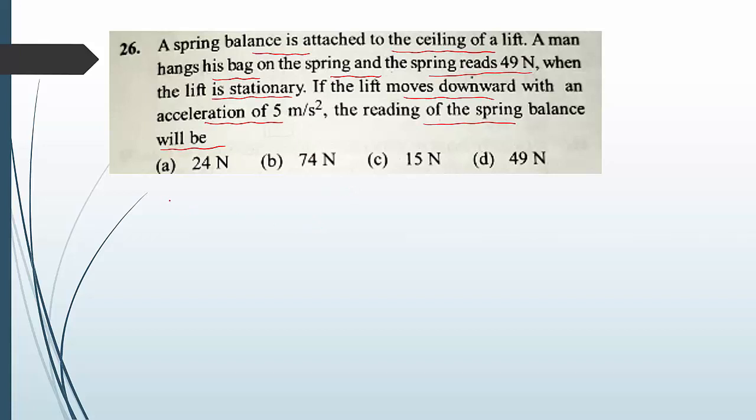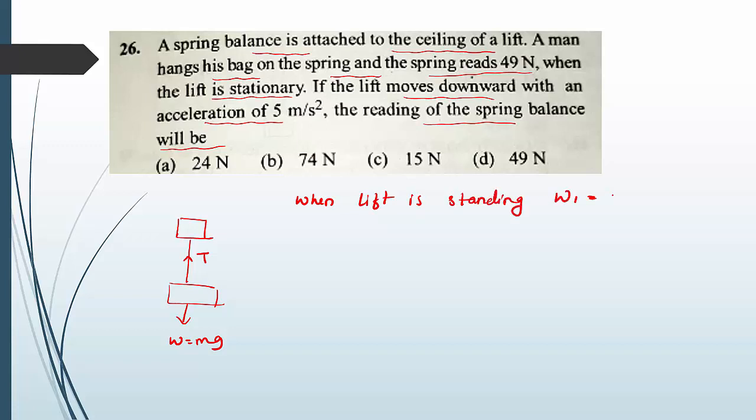So we can consider this is a bag. This bag weight is always acting vertically downward, W equal to mg. So here tension is created in the spring in the upward direction. So first we can consider when the lift is stationary. When lift is standing or stationary, when it is at rest, we can consider W1 equal to what?